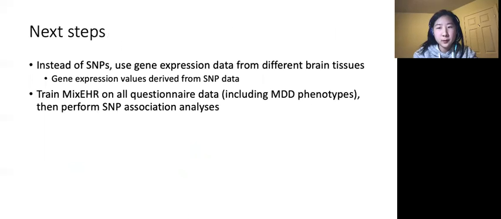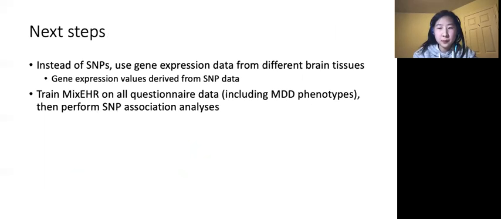We're not entirely done with this project yet. For the next step, instead of using SNPs, we're going to try using gene expression data from different brain tissues. We can derive those from the SNP data. And this way, we would only be dealing with a few thousand genes instead of 100,000 SNPs.